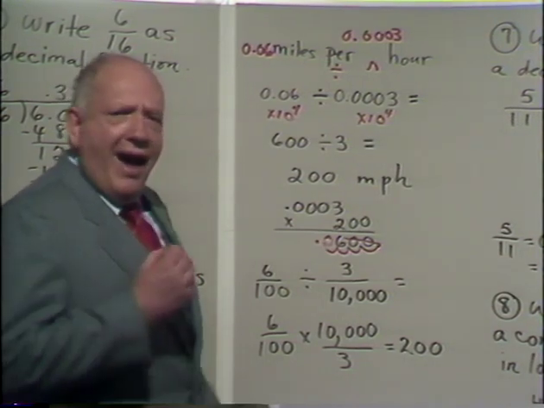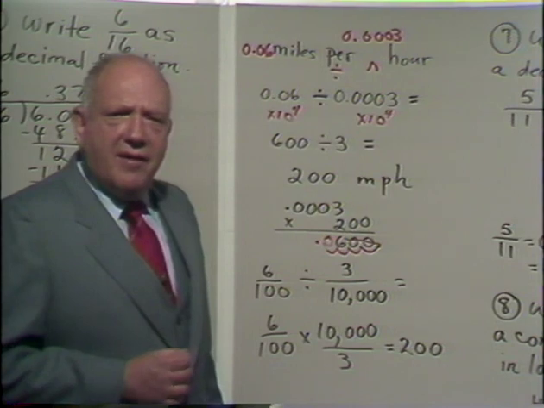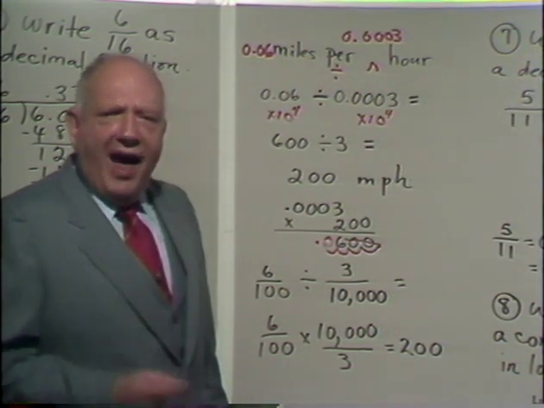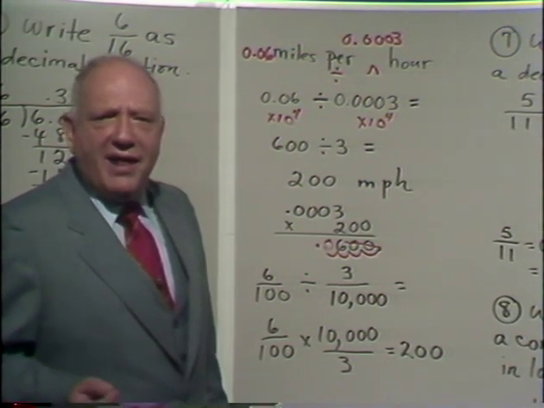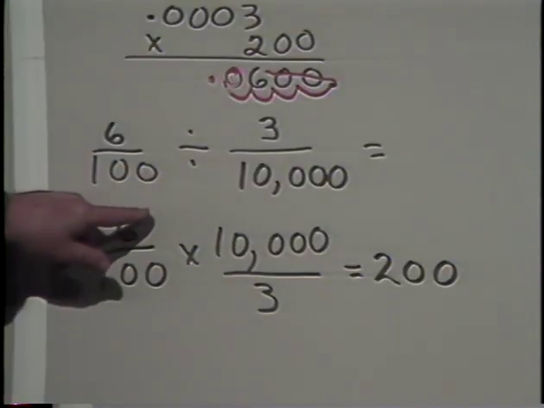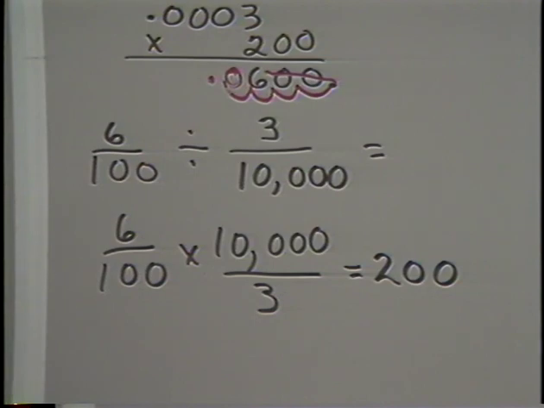You say, my gosh, how could it be that fast? The object only moved 0.06 miles. Yes, but it moved that in what? 3/10,000ths of an hour. And there's lots and lots of 3/10,000ths of an hour in a whole hour. And again, if you want to check this out by translating everything into common fractions, you can do that.